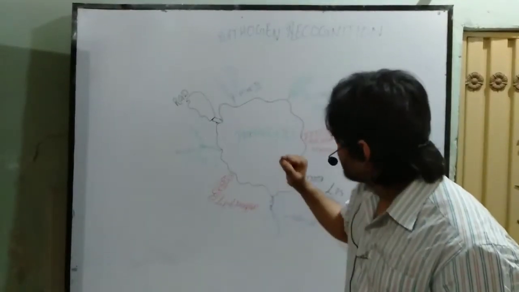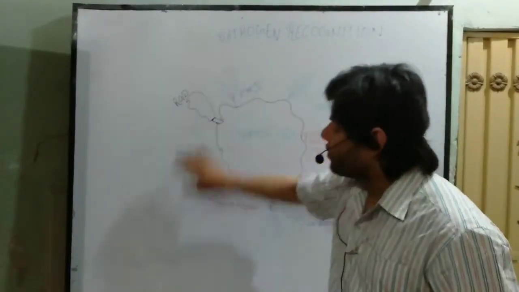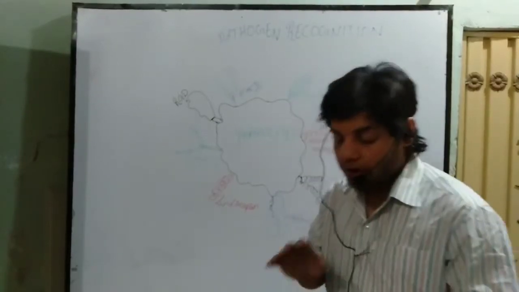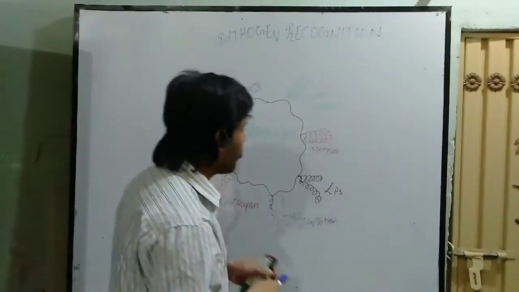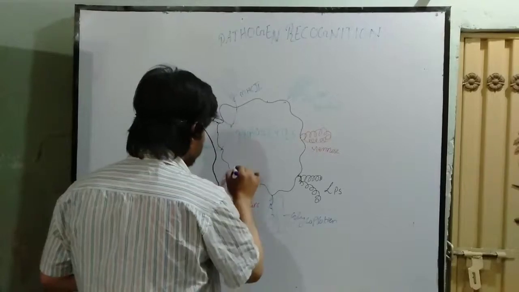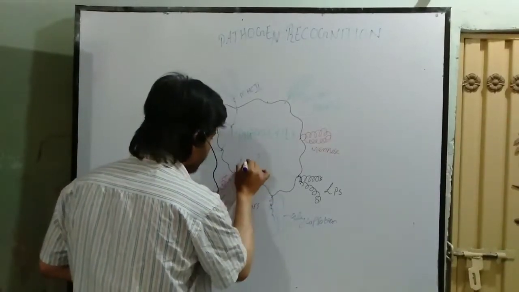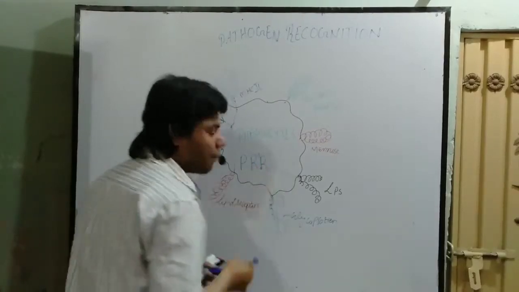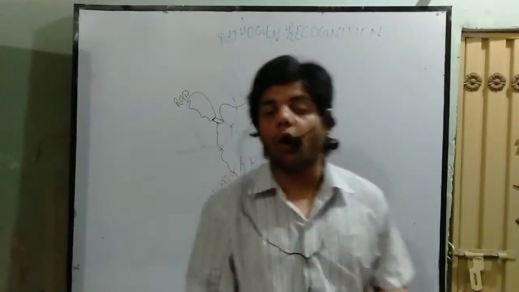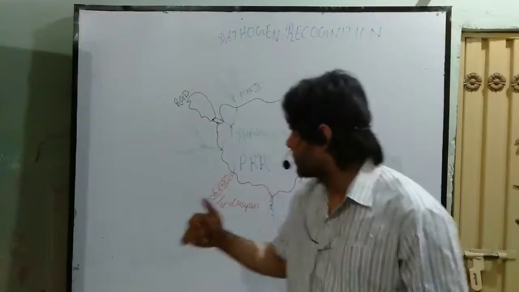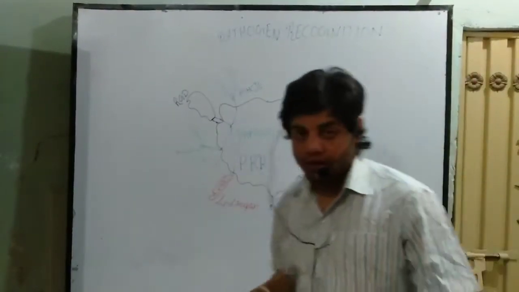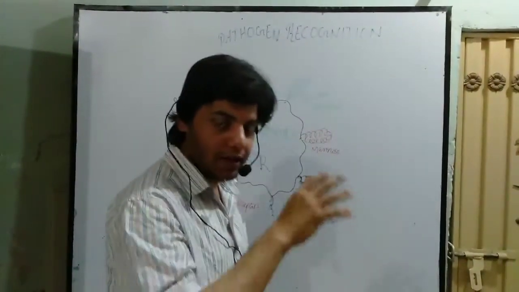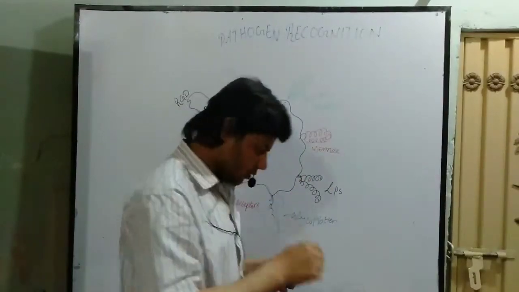Now, due to the presence of these receptors on the phagocytes, we call them PRRs, pattern recognition receptors or pathogen recognition receptors. These are all pathogen recognition receptors. Why? Because they can recognize the pathogens.